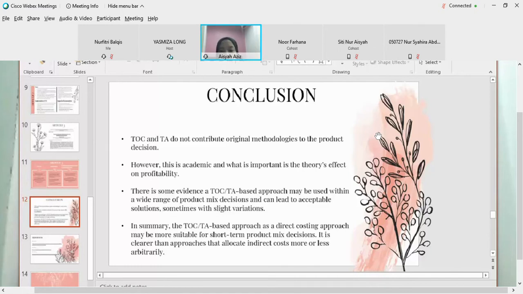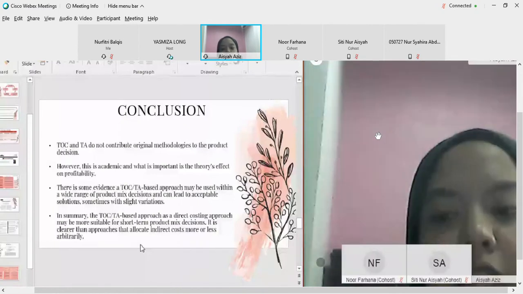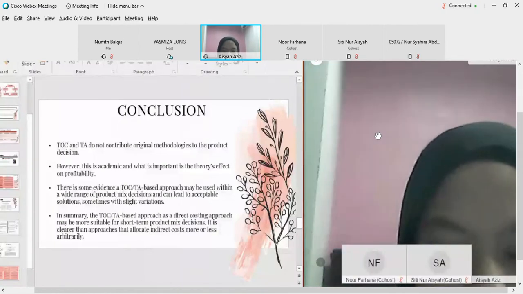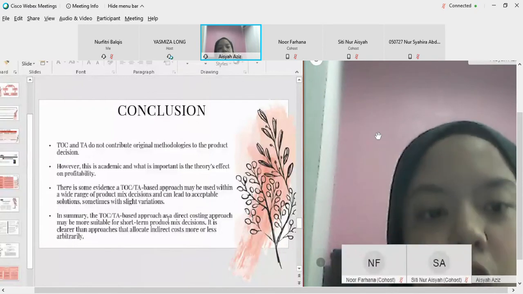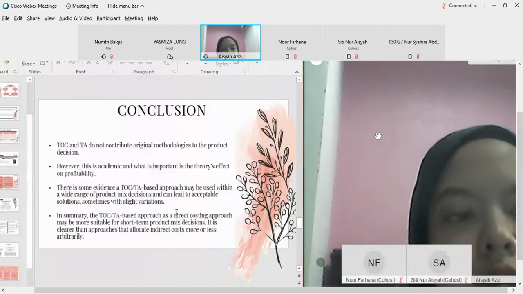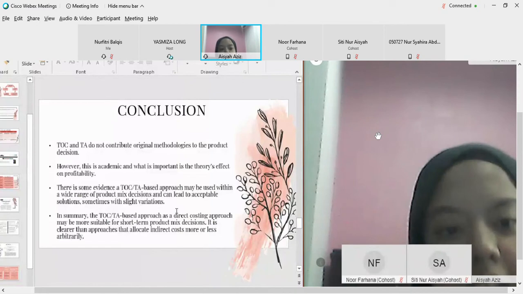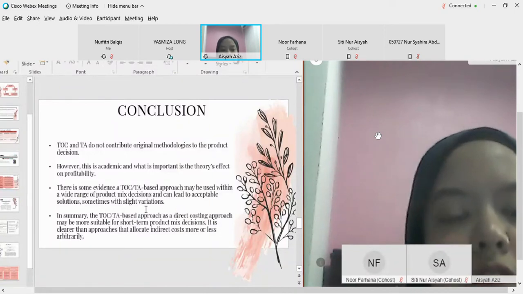From a theoretical viewpoint, it is clear that theory of constraint and throughput accounting do not contribute original methodologies to the product mix decision. However, this is academic and what is important is the theory's effect on profitability. There is some evidence a TOC or TA based approach may be used within a wide range of product mix decisions and can lead to acceptable solutions, sometimes with slight variations.